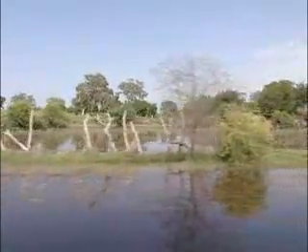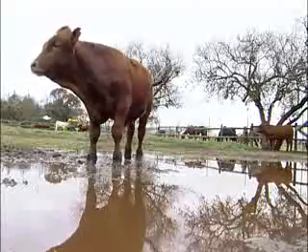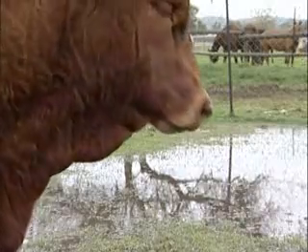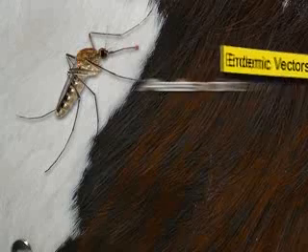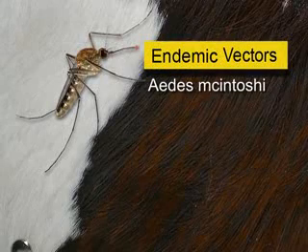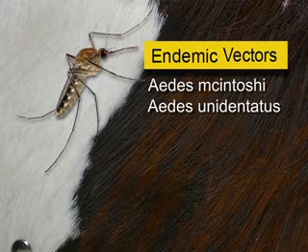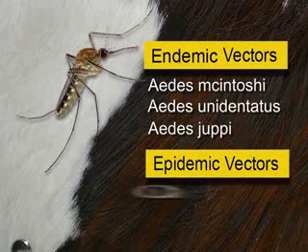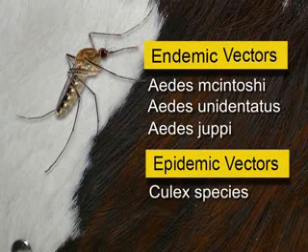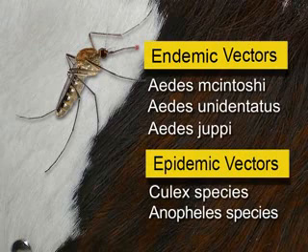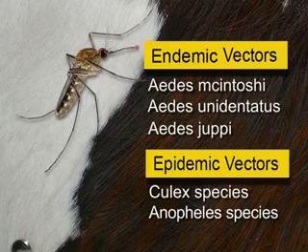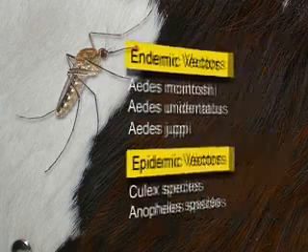The flooding of dambos or vleis and the humid weather conditions prevailing in epidemics favor the breeding not only of the Aedes maintenance vectors such as Aedes mcintoshi, Aedes unidentatus and Aedes juppi, and the non-Aedes mosquitoes such as Culex and Anopheles species, which serve as epidemic vectors. And in these mosquito species, the transmission is biological.